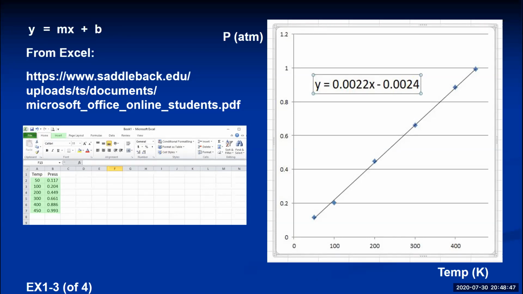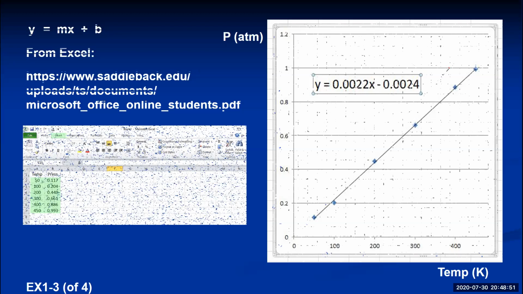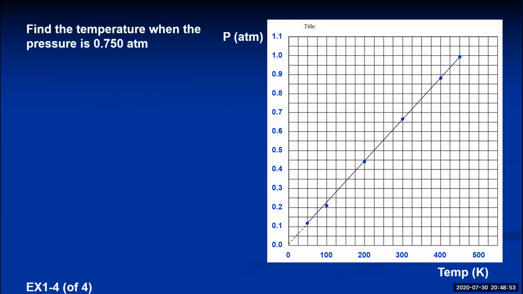Now, whether you're using Excel or whether you're plotting manually, once you have an equation for a line, I'm going to want you to be able to use that equation. And this is going to be an example of a type of question you're going to have to answer. Let's say I ask you to find the temperature when the pressure is 0.750 atmospheres.